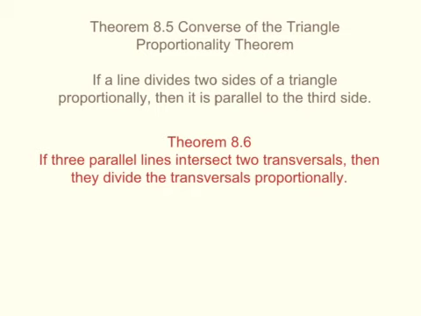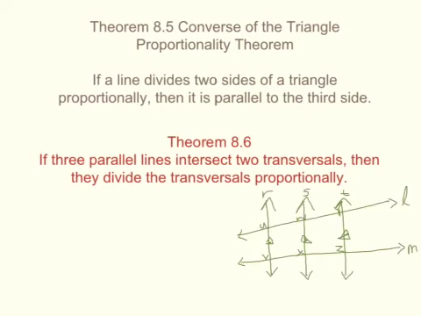Okay, then we've got Theorem 8.6 that talks about three parallel lines. If they're intersected by two transversals, then they will divide those transversals proportionally. So if you take a look at this picture, you can see what I'm talking about. I've got three parallel lines, R, S, and T, and they've got two transversals running through them, L and M, and those intersect those three parallel lines, R, S, and T.